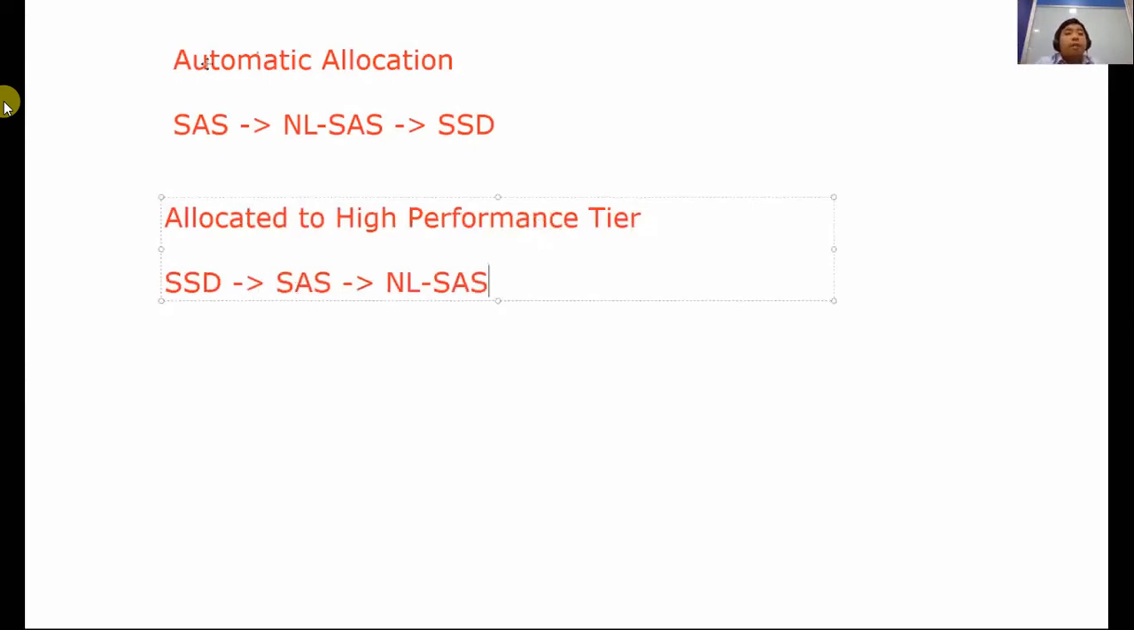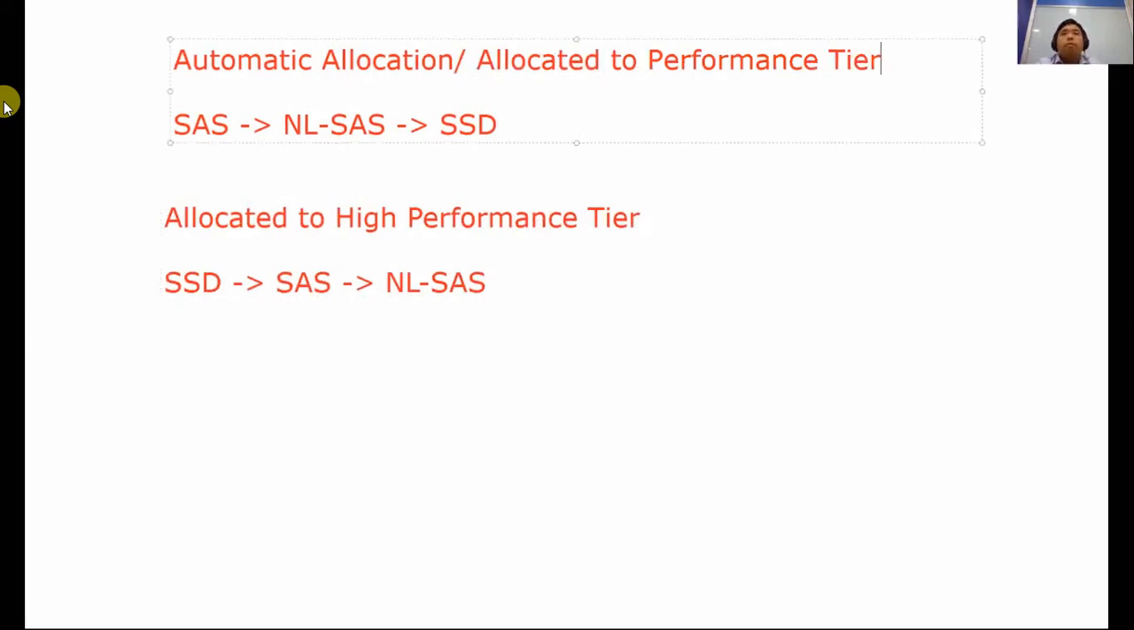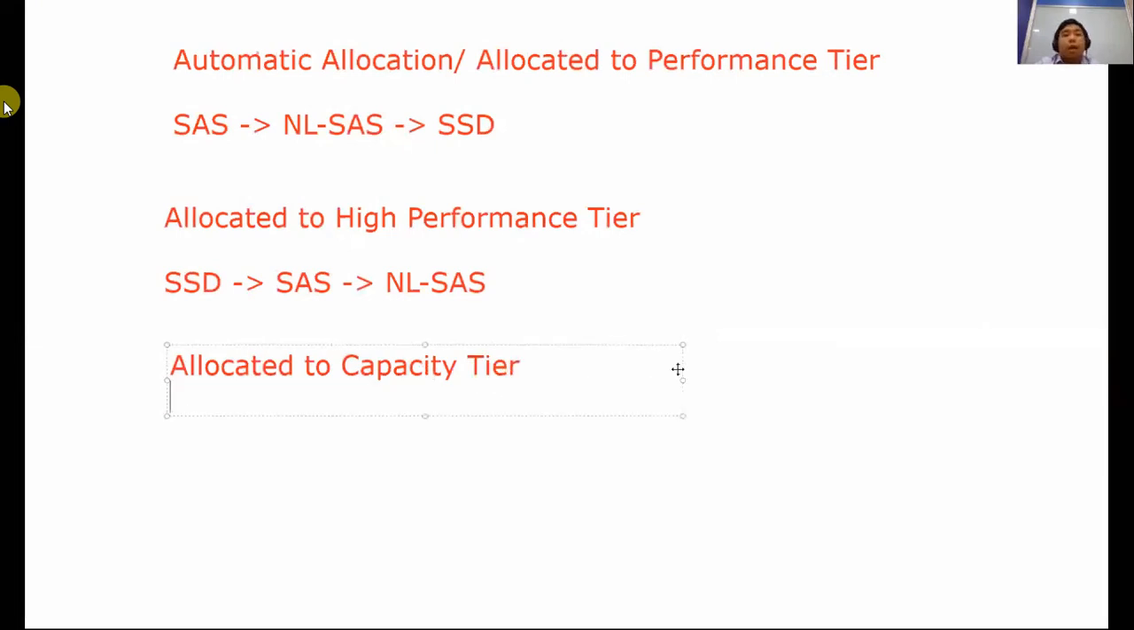Then the third one is allocate to performance tier. Allocate to performance tier is the same as automatic allocation. It's the same way you arrange SAS, nearline SAS, SSD. So these two are the same. Then the last one is allocate to capacity tier. If you allocate to capacity tier, the first disk you select will always be nearline SAS. If your nearline SAS is finished, then you go for SAS. If your SAS is finished, then in the end, you go for SSD.